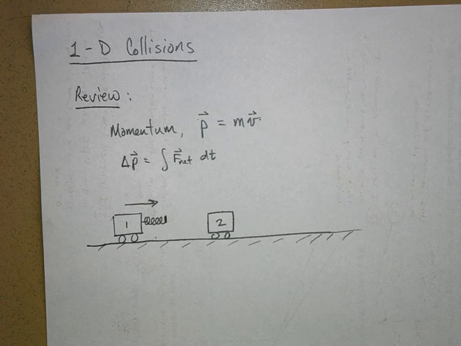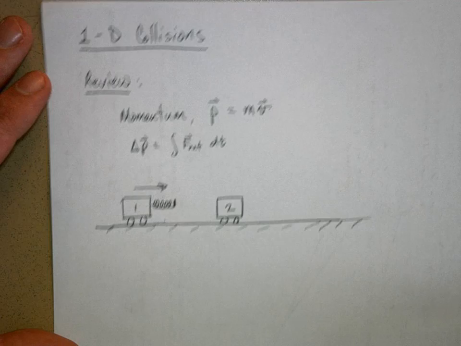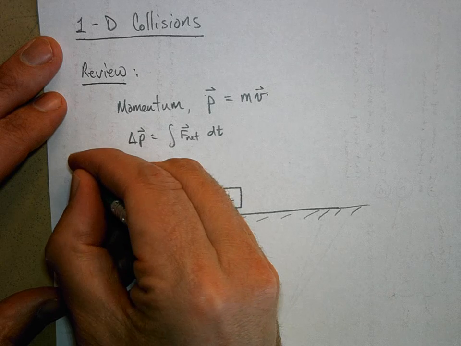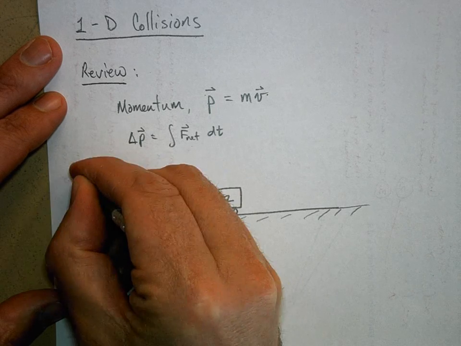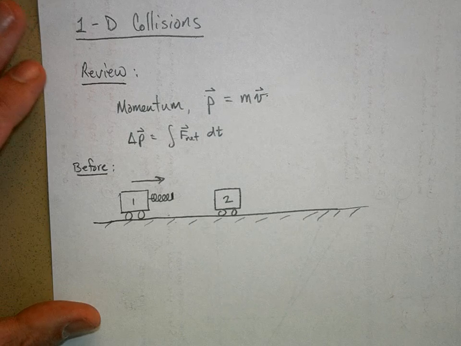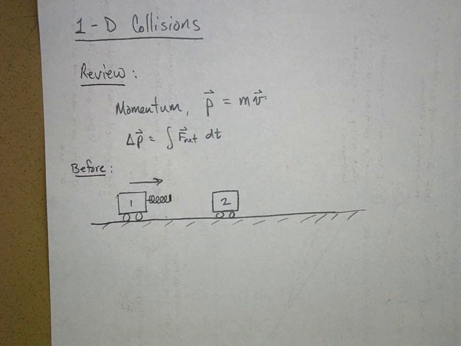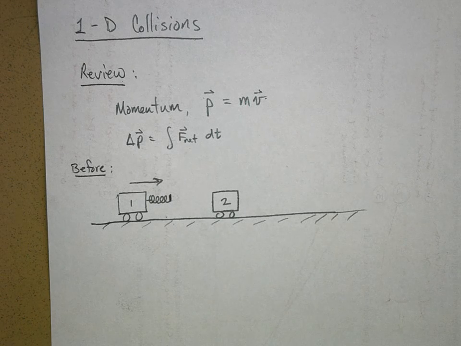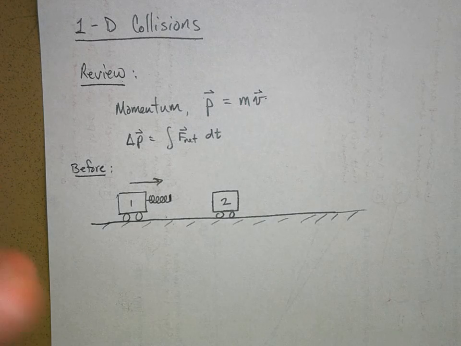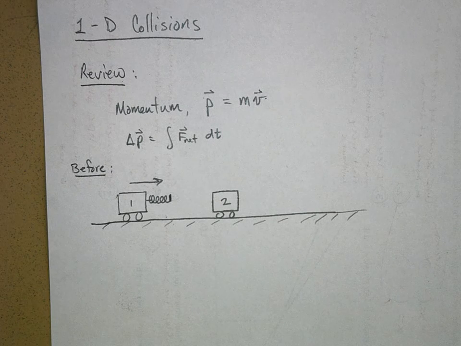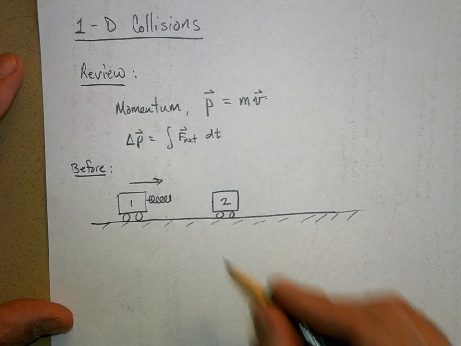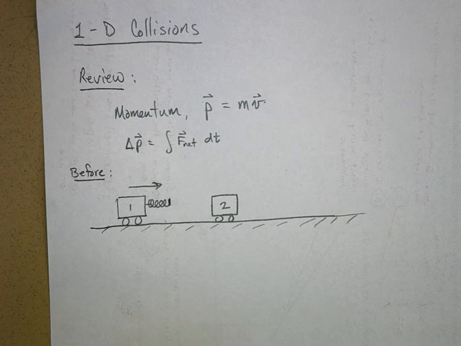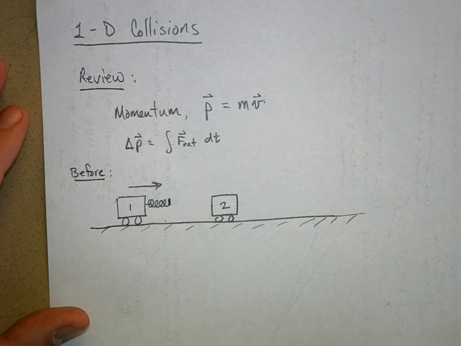Well, what happens during a collision? Let's look at these guys while they're colliding. Now, this is before the collision. When you're doing collision problems, it's very handy to draw a picture of the situation you've got before the collision happens and then after the collision. What are the objects doing before the collision? What are they doing after the collision? What I'm going to draw here is a before, during, and after picture. So let's just say object 2 is at rest, and object 1 is moving towards it. So this is the before picture.